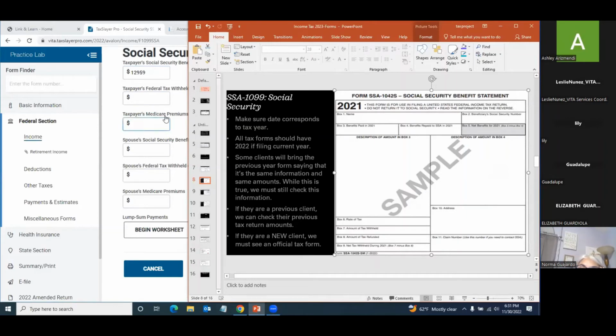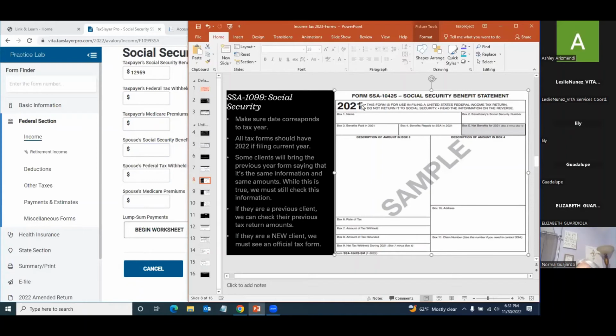Now, if they had Medicare premiums, it would be listed right here in the description of amount and in box 3. Yes, but since they don't have anything, they don't have anything. And then the name, of course, we're going to go by either the taxpayer or the spouse's, and it would be here in box 1, and their Social Security number, of course.